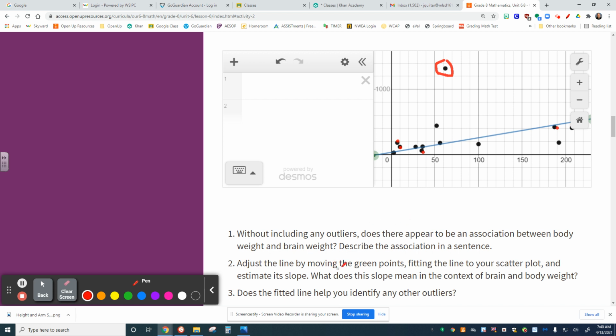And now the question that comes down to this, it says, what does this slope mean in the context of the brain and body weight? Well, when we're talking about these pieces, we're going to estimate the slope first off. And then I see that, let's see if I can find a nice point. Remember, these are quite far off in the values that we're after. Down here on the x-axis, we're going by tens. And going on the vertical, we're going by 200. So I see that we're looking right here. This is about 75 and 200.